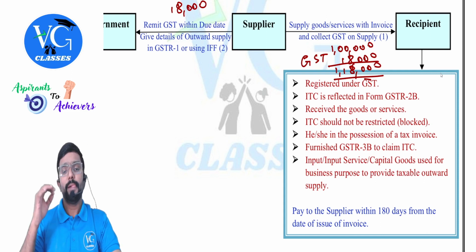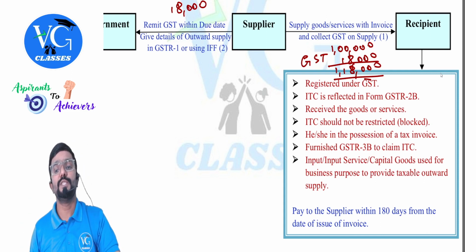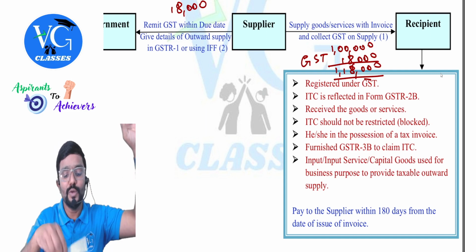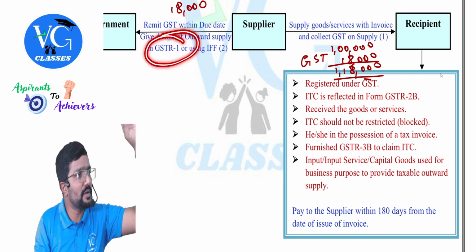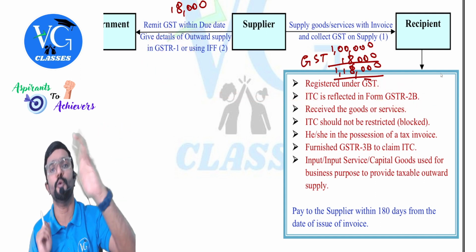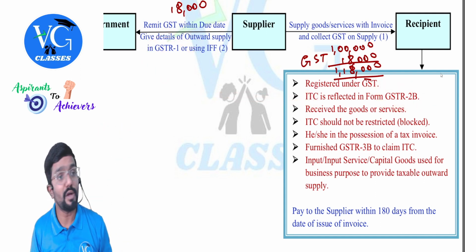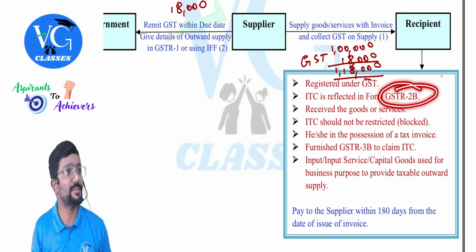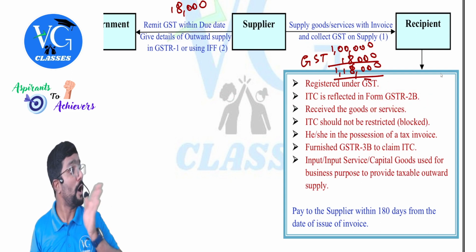ITC is reflected in form GSTR2B. I told you, as soon as the supplier gives the details in GSTR1, it will auto-populate to the recipient in his GSTR2B. It is auto-populated. It is not a return to be filed. It is a statement where the credit will get auto-populated.